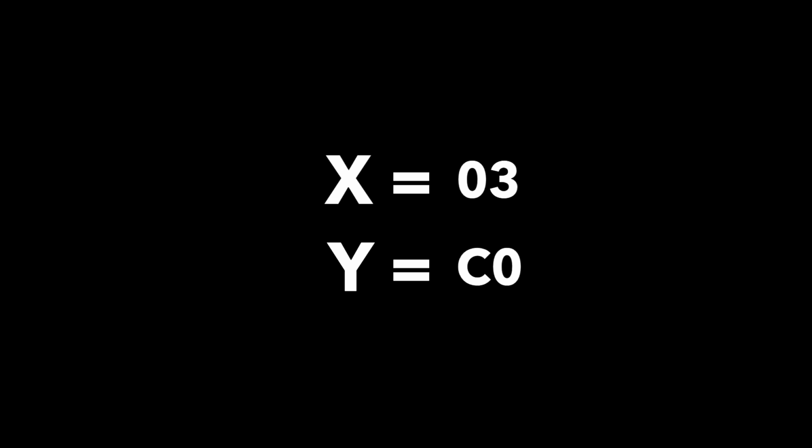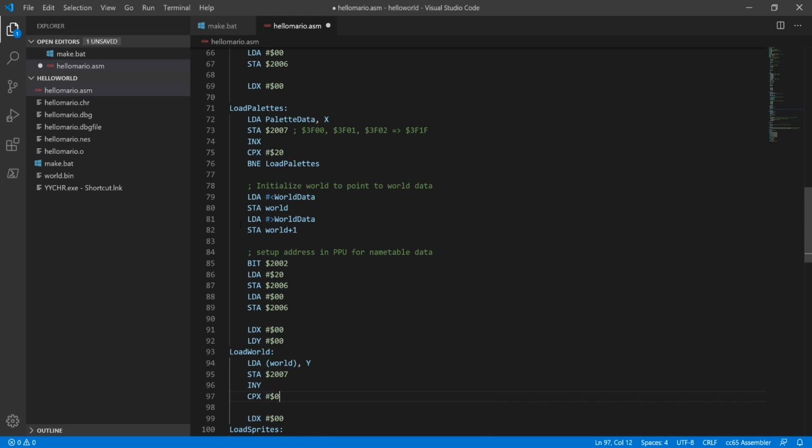Well, that's not too hard. We know how to compare numbers, right? So what we would do is we would compare first the X register against the value 3. And the reason we're using the X register as our first comparison is because it doesn't matter if the Y register has the value of C0 unless the X register has the value of 3. So there's no point in checking Y until we've confirmed that X has the value we're looking for. So first we're going to compare it against 3. And then if it's not equal, we're going to skip the comparison against the Y.